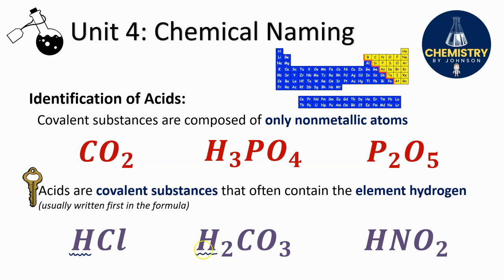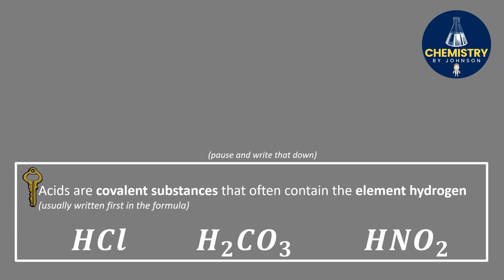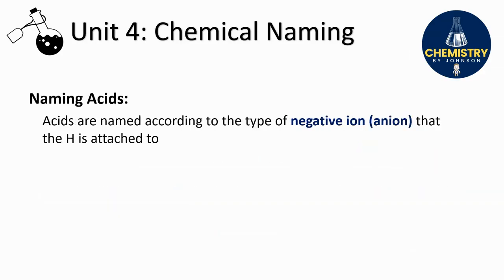Sometimes there's 2 or even 3 H's, like in H2CO3, and again in HNO2. These make up some of the key ideas for this video, so make sure to pause and take some time to write that down. Now let's get into the actual naming of the acid molecules themselves.